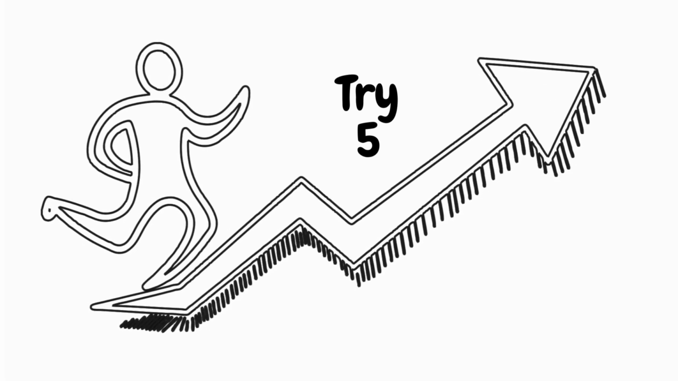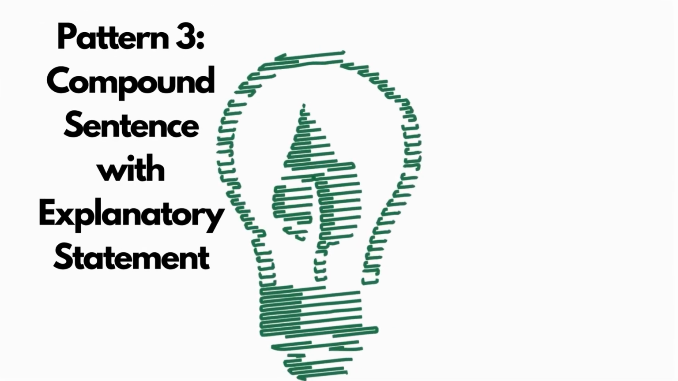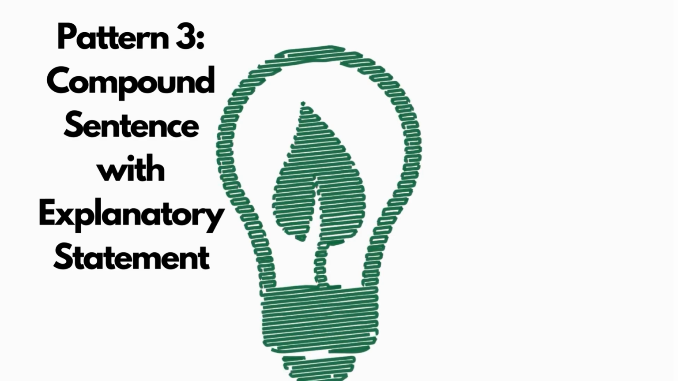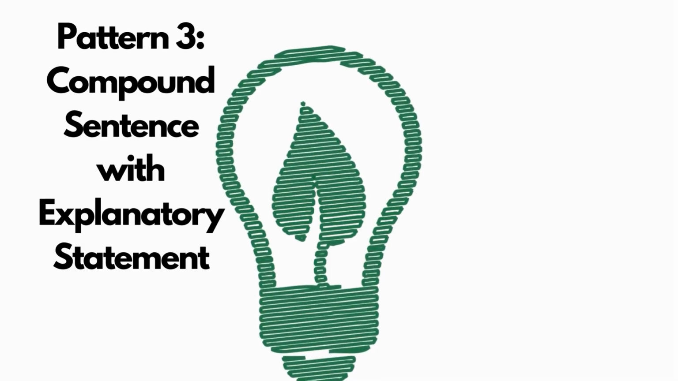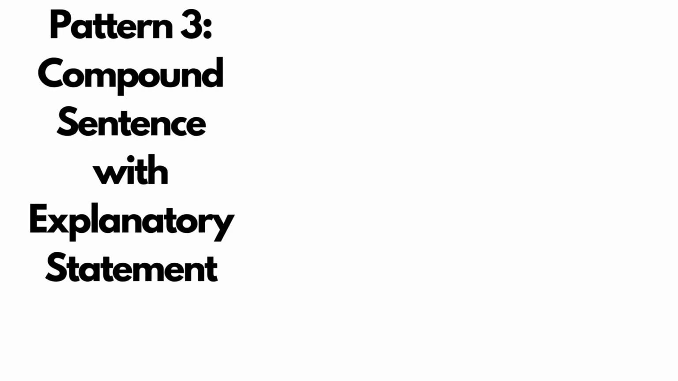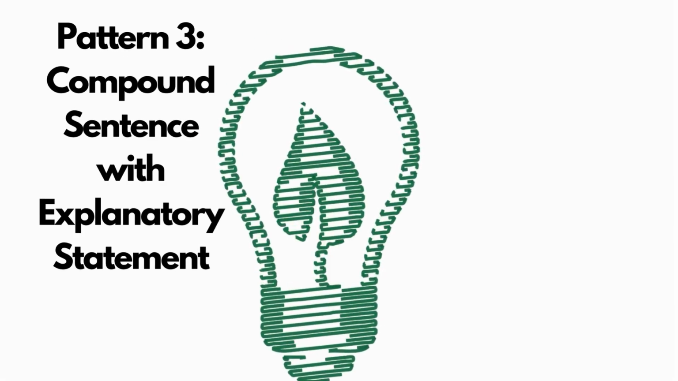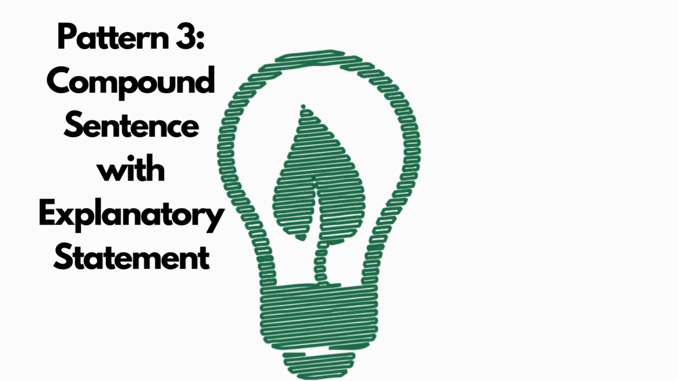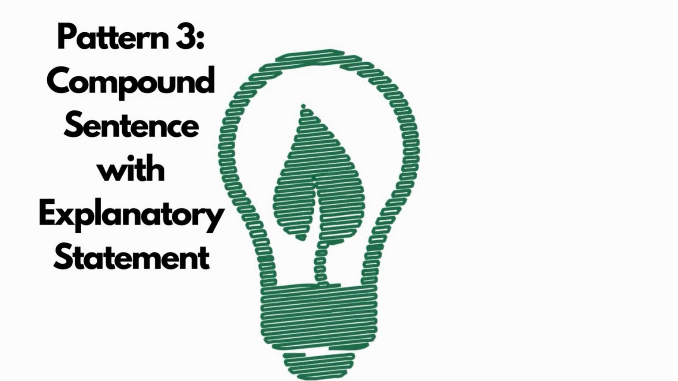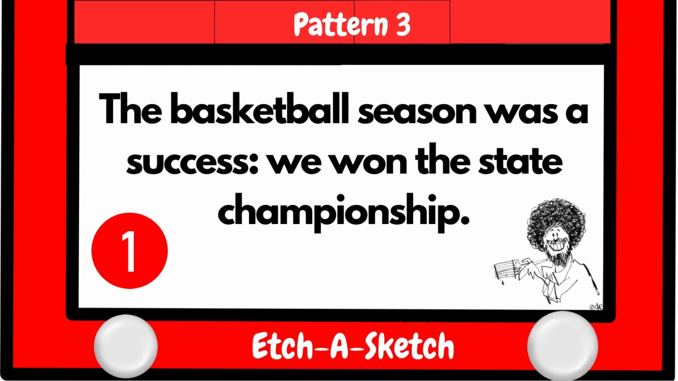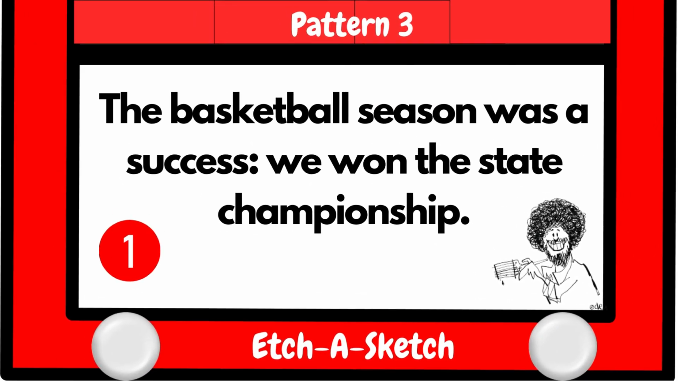Pattern 3, compound sentence with explanatory statement. And one of the things I realized in making these presentations for teachers and students is that Long Knife and Sullivan have a different set of exemplars for this versus other texts. So it's kind of an odd way to do it, and I don't know if it's fundamentally even correct. It's a bit odd. I never used this sentence construct, so I taught myself something myself. So here's just one example. The basketball season was a success: we won the state championship.